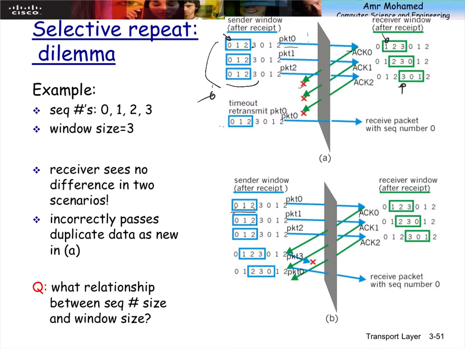So the problem here is that when the receiver slides and stops at 3, and here I send 0, 1, 2, I cannot send 3 because the acknowledgement was not received. So whenever I retransmit, I will retransmit segment 0. What will the receiver do for this segment?